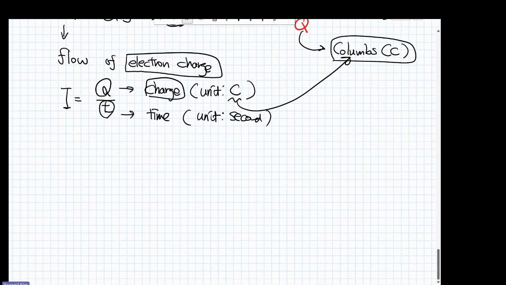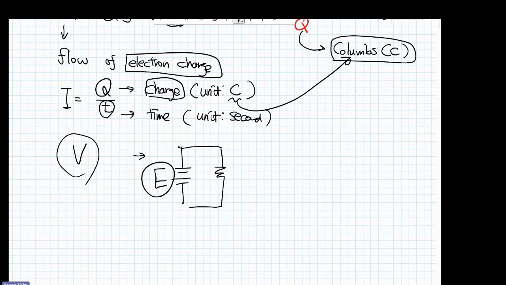Usually we call the voltage by the symbol V, but in the circuit here, this is the battery, we use E, usually the supply voltage. V is just the voltage drop here, okay? Don't get confused, okay? So this is the battery symbol, with a plus and minus.